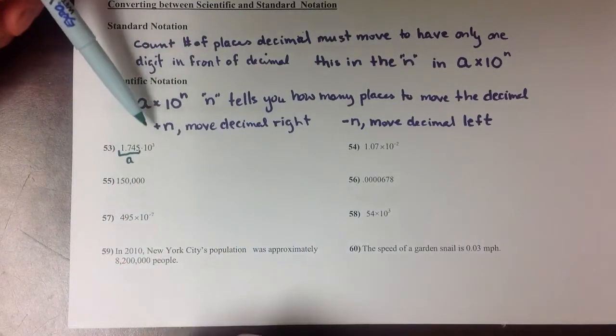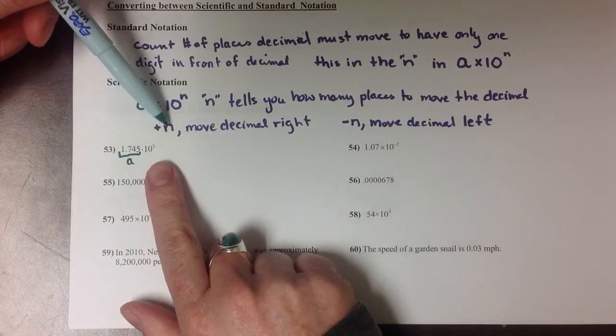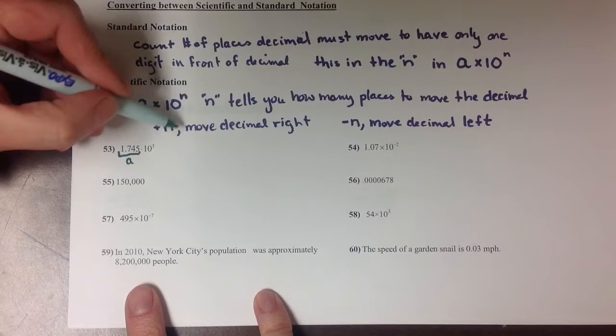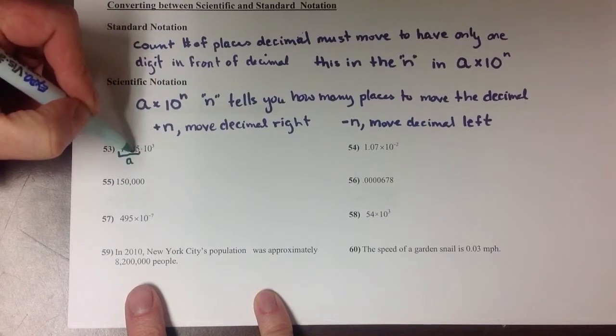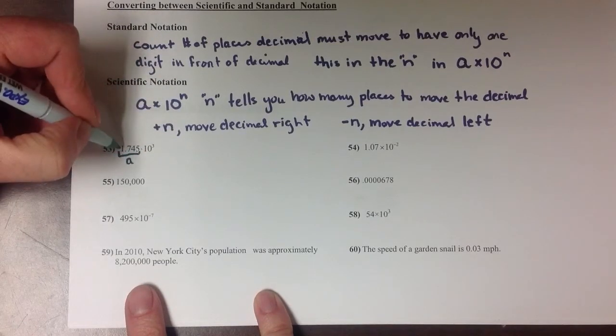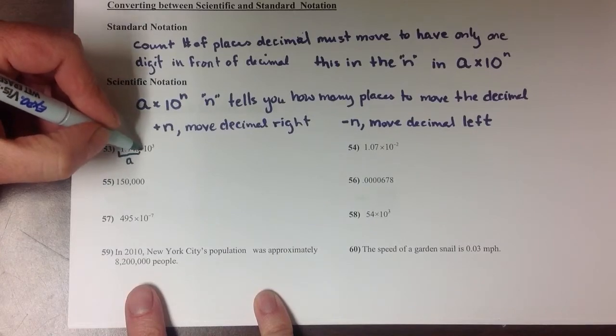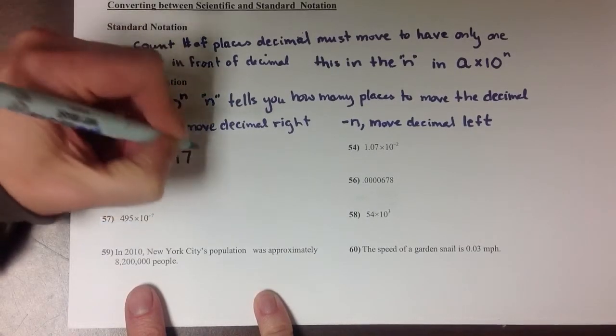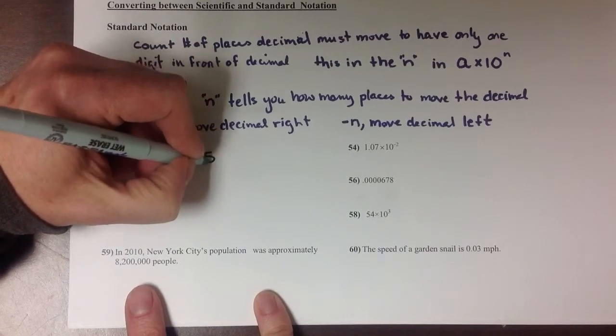So we're going to look up here at our directions. 3 is a positive n, so we're going to be moving our decimal point to the right. And because n is 3, we're going to move it 3 places to the right. So 1.745 times 10 to the third is the same thing as 1,745.